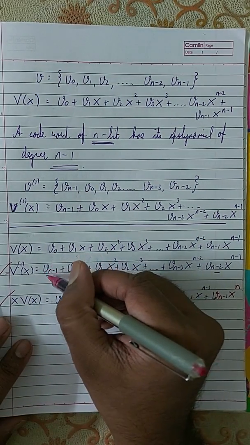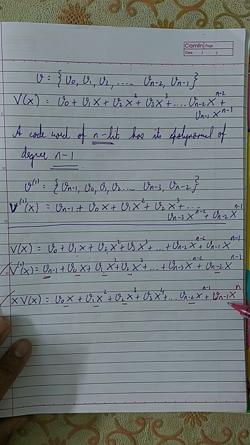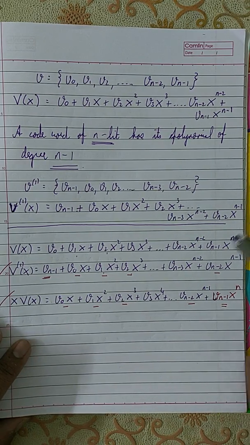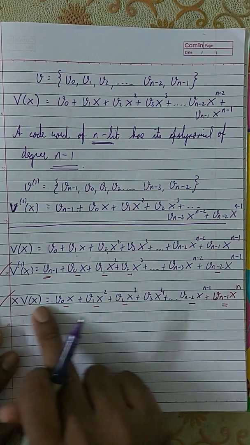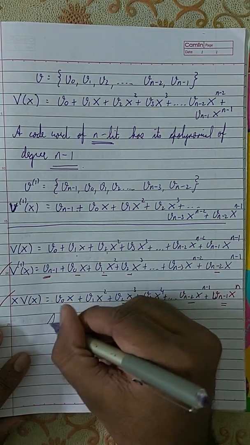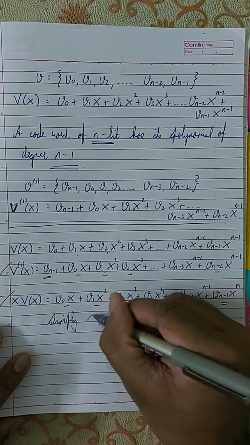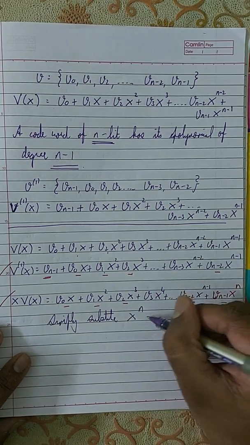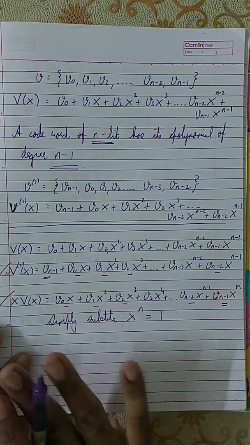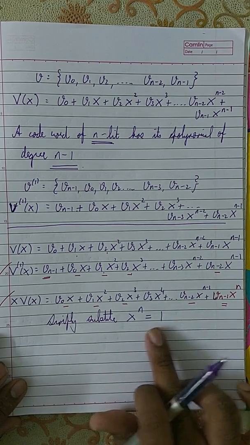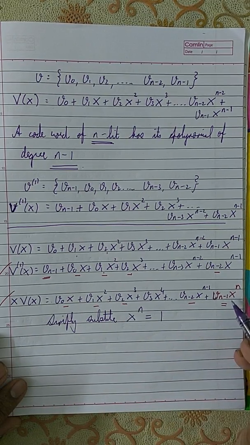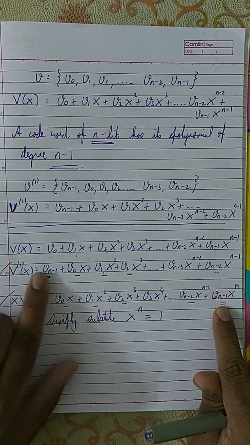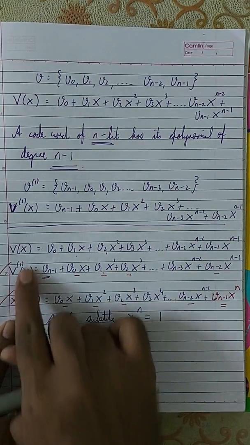So here we have vn minus 1, but here we have vn minus 1 x raised to n, which means all I need to do is simply, after this, substitute x raised to n equal to 1. That's all. So what will happen if I substitute x raised to n equal to 1? Then this will become 1. If this becomes 1, then this will become only vn minus 1, which is the same. Then in that case, these two equations will become the same.